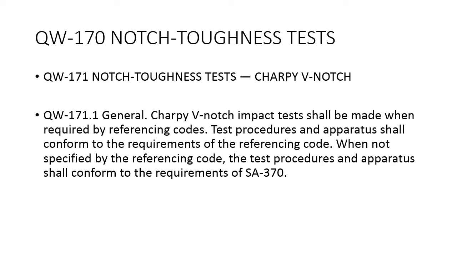QW170, notch toughness tests. Charpy V-notch. Charpy V-notch impact tests shall be made when required by the referencing code. So ASME Section 9 doesn't require notch toughness tests, but if you're working to a code that has cryogenic applications or whatever reason, a code like B31.1, B31.3, or Section 1, which is boilers, if that construction code says you need to do Charpy V-notch impact tests, then you'll come and do this section. When not specified by the referencing code, the test procedures and apparatus shall conform to the requirements of SA 370. So if you go to SA 370, that's going to tell you how to do it.